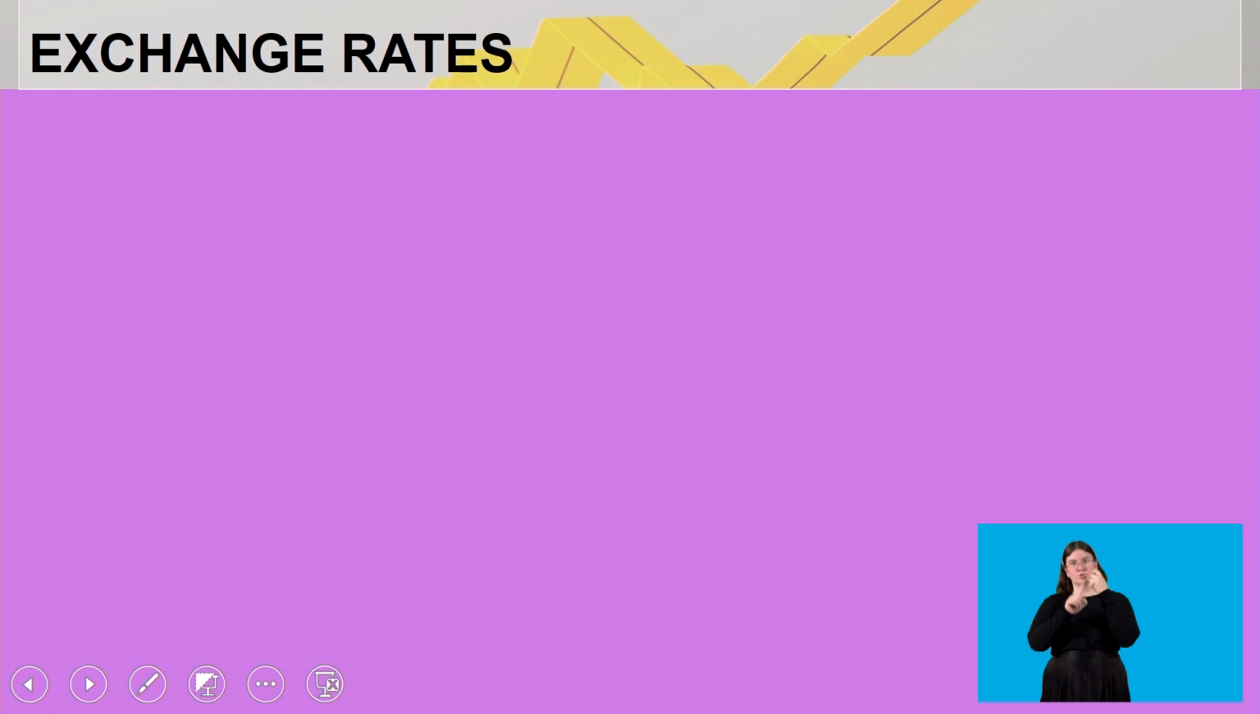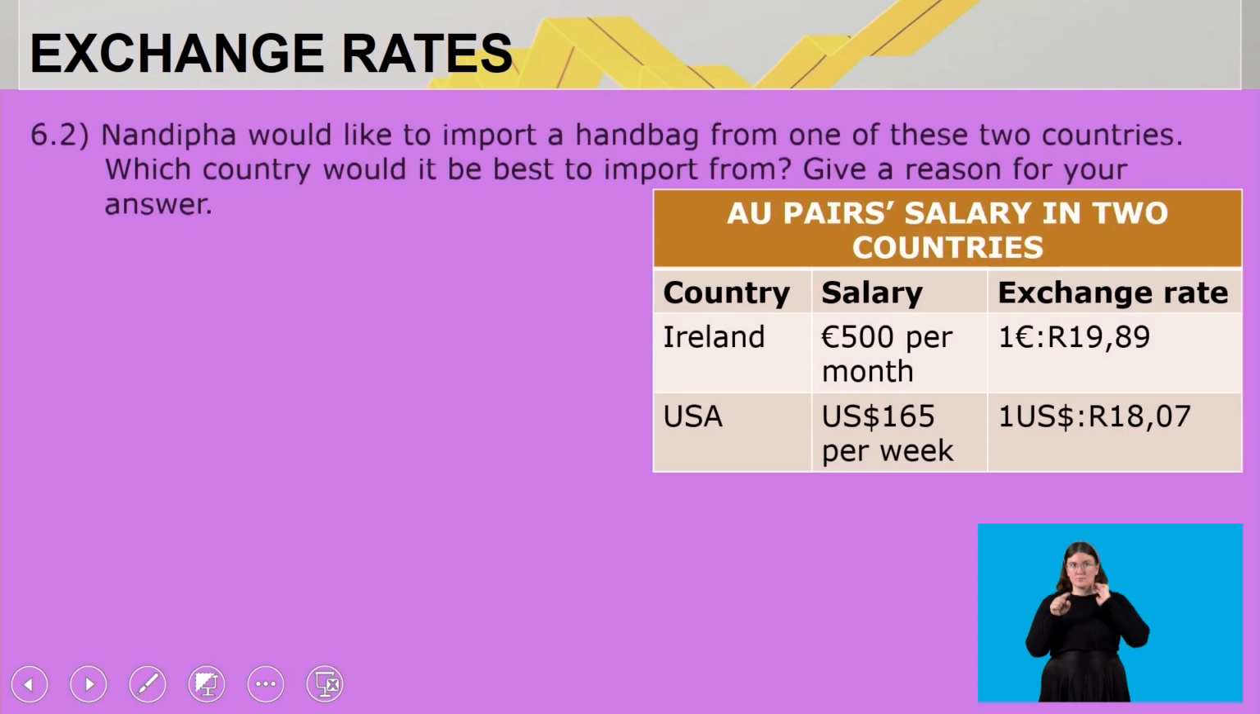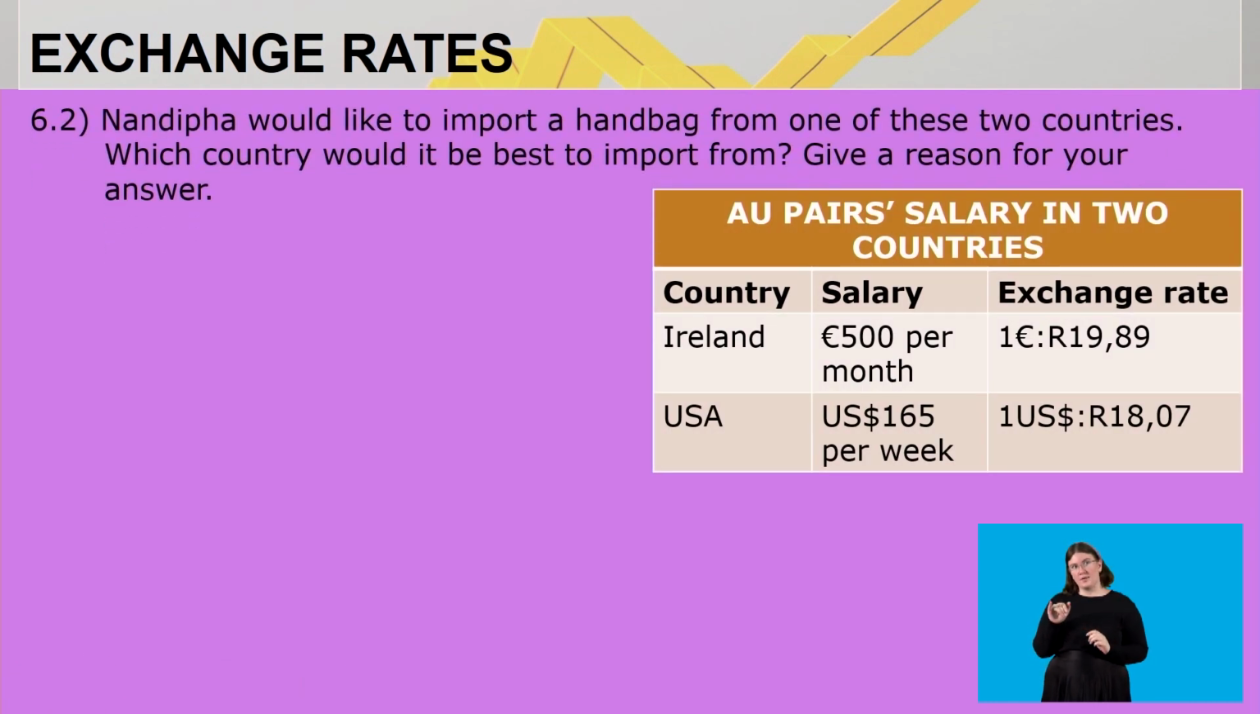Okay, just one last question. At 6.2, Nandipa would like to import a handbag from one of these two countries. Which country would it be best to import from? Give a reason for your answer. Now guys, when we look at the exchange rate here, we can see that the US dollar is weaker than our euro. So Nandipa should rather import from the USA because she will pay less.